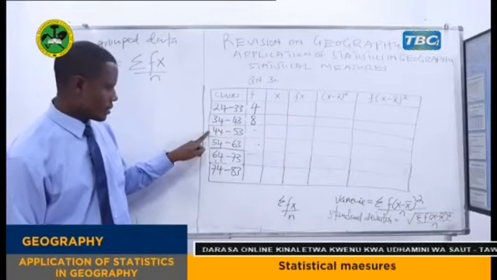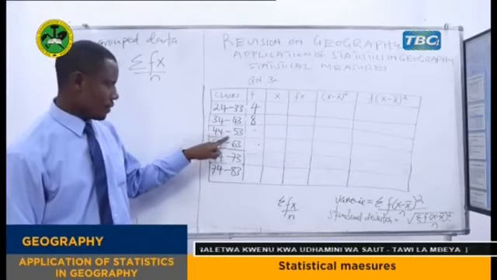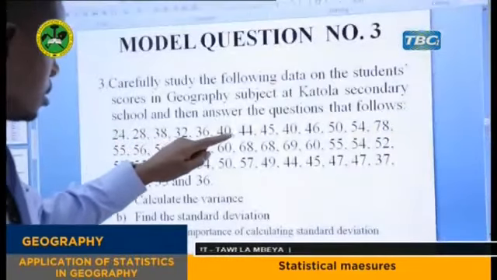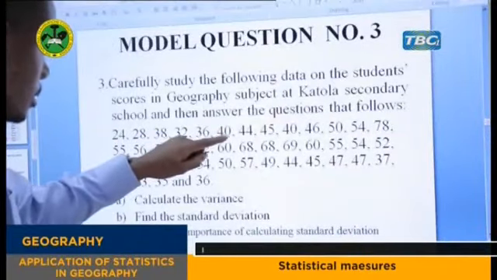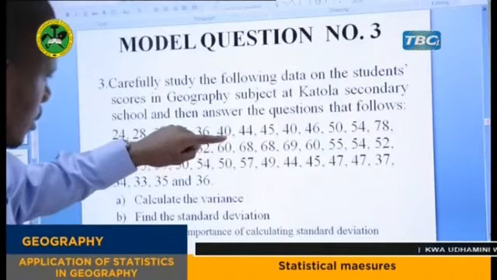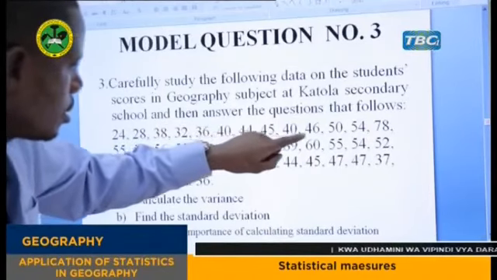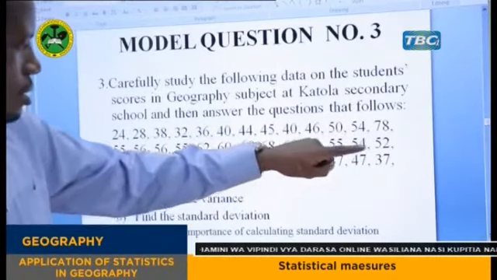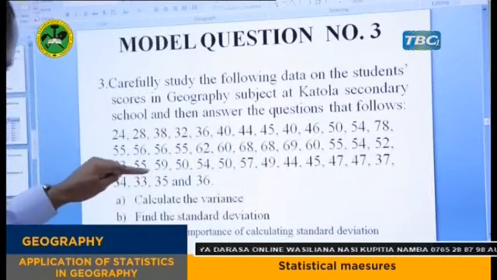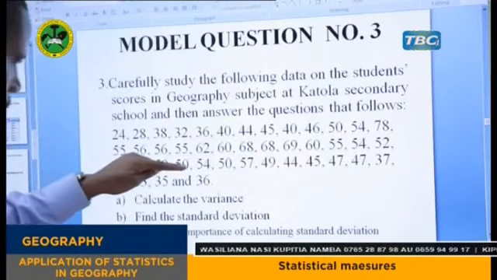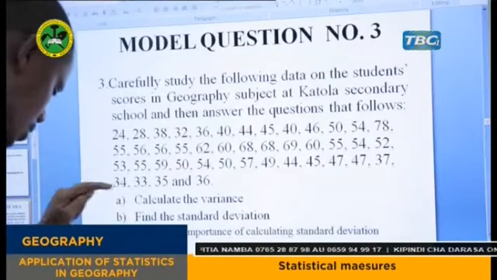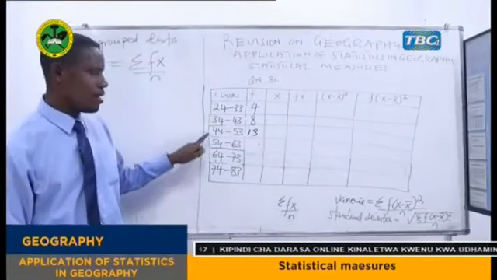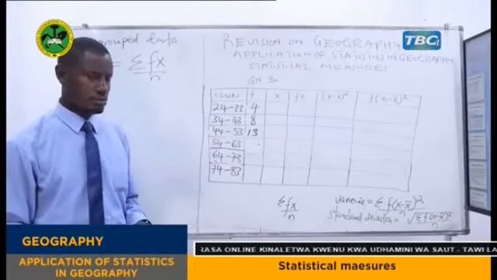Again, we go to the next class. That is from 44 to 53. This is number 1, 2, 3, 4, 5, 6, 7, 8. So they're about 13. So we have 13 students who scored from 44 to 53.